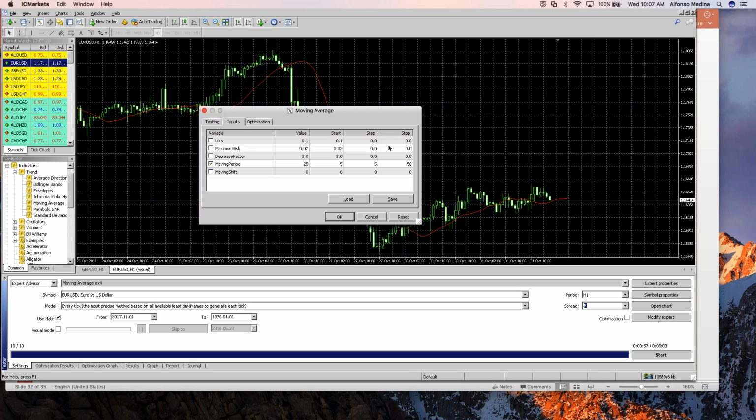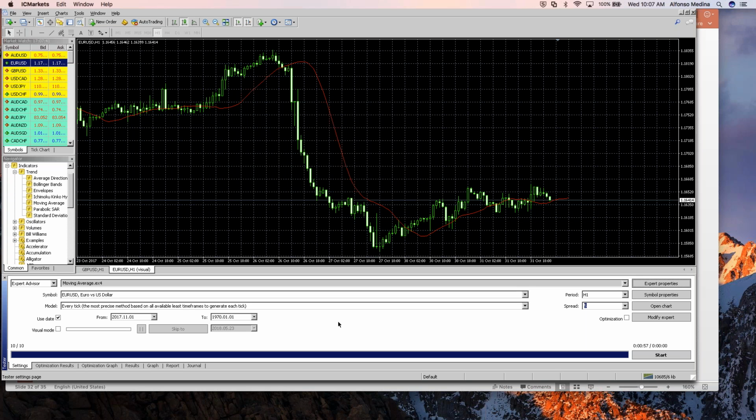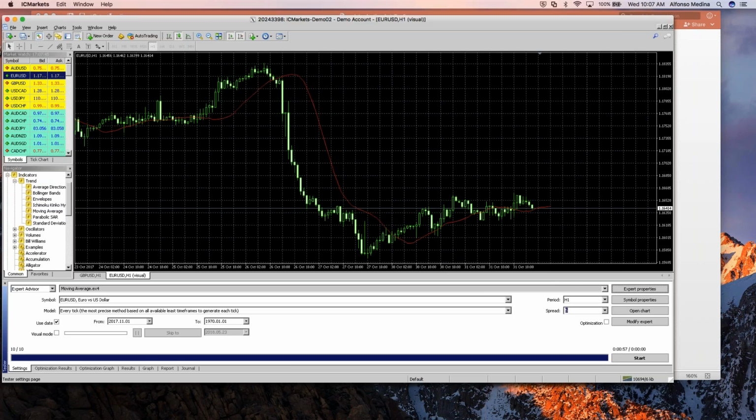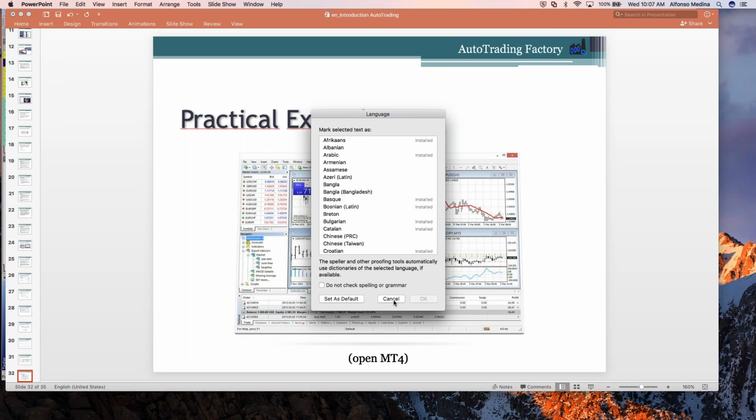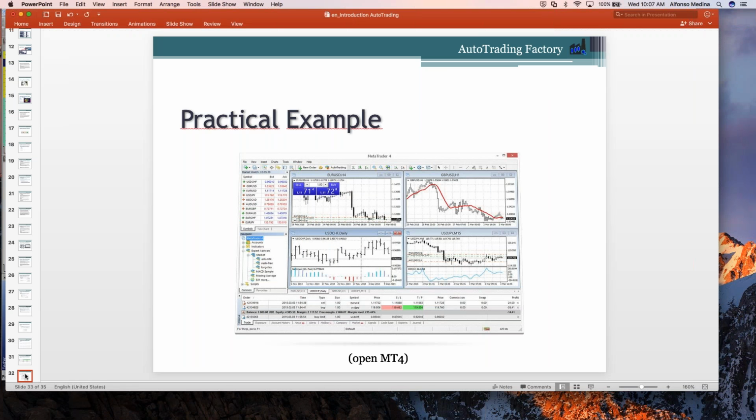So it gives you a background, and then you can play with many more parameters depending on how complicated or simple your program is. So that was an example of a backtest and also an optimization. Let's open now the floor for questions.